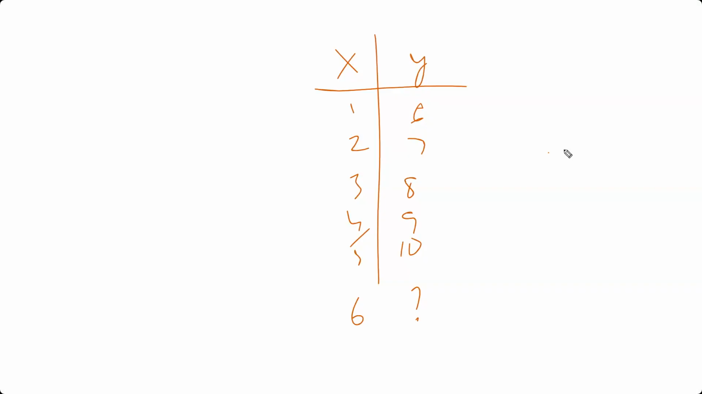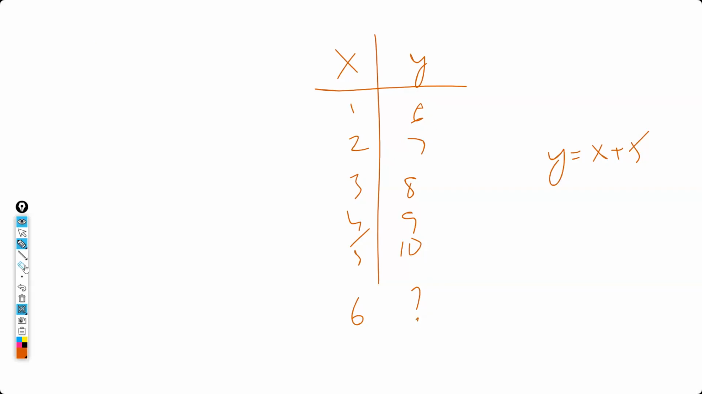How? Very simple. Y is equal to x plus 5. Every y value is equal to x plus 5. So here every time the value increases by 1, here also the value will increase by 1. So when x increases by 1, y also increases by 1, and you are going to get 11. Right? Easily you can predict.